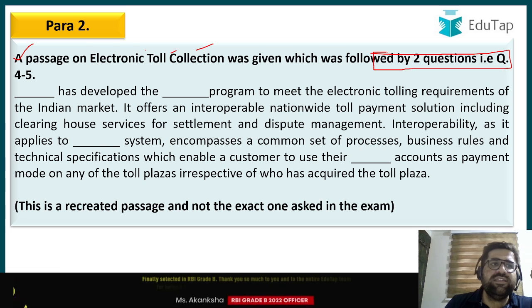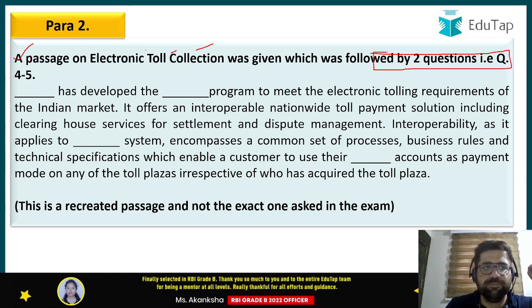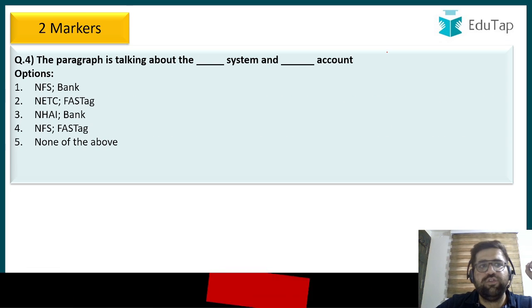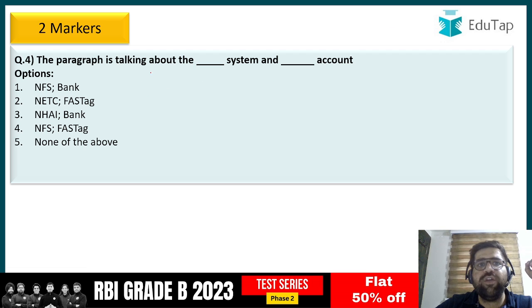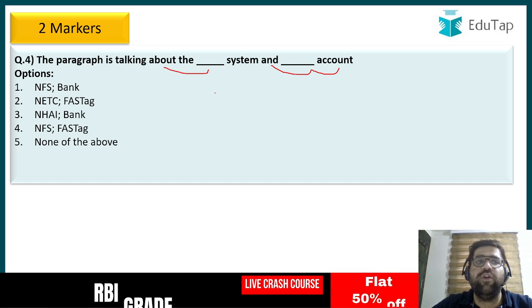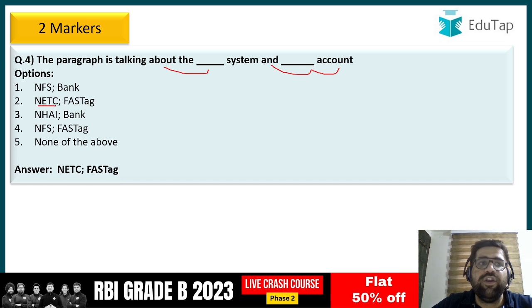So I request you to please pause this video and read this paragraph by yourself. Okay, so let's start solving question number 4 now. Question number 4 says that the paragraph is talking about the dash system and the dash account. Now I hope you remember the paragraph was talking regarding the National Electronic Toll Collection System, which has a dash account.